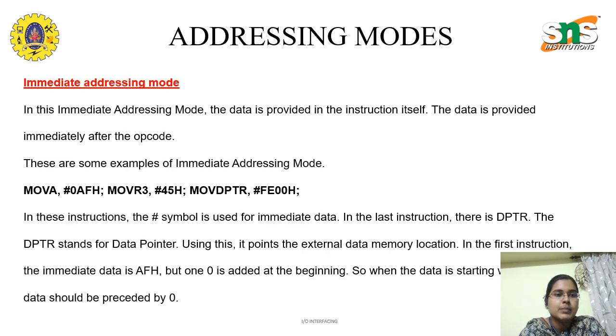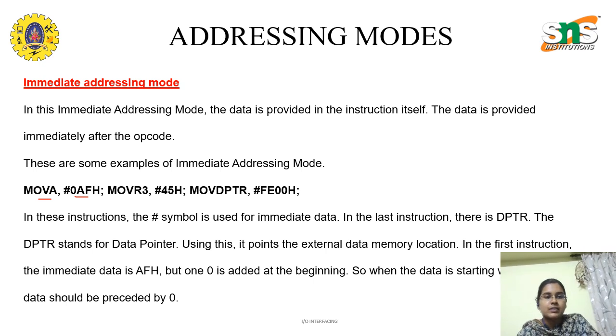First is immediate addressing mode. In this addressing mode, the data is provided in the instruction itself. The data is provided immediately after the opcode. You can see here MOV A is the opcode and 0AFH is the operand, whereas MOV R3 is the opcode and 45H is the operand. So these are some examples.